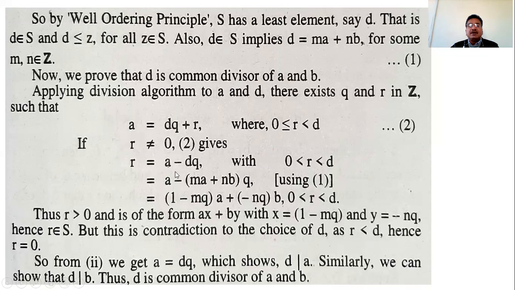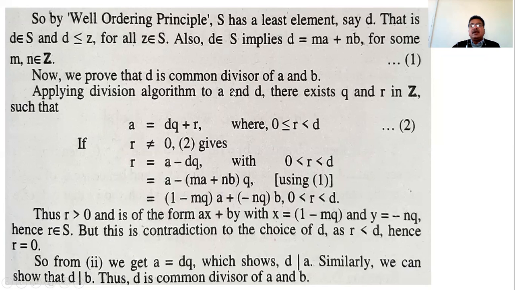R is equal to 0, and R equal to 0 means A is expressed in the form DQ, and therefore this implies D divides A, because A is expressed in the form D times some integer. Similarly, we can show that D divides B. Following the same procedure, there is no need to show it. We can show directly that D divides B.